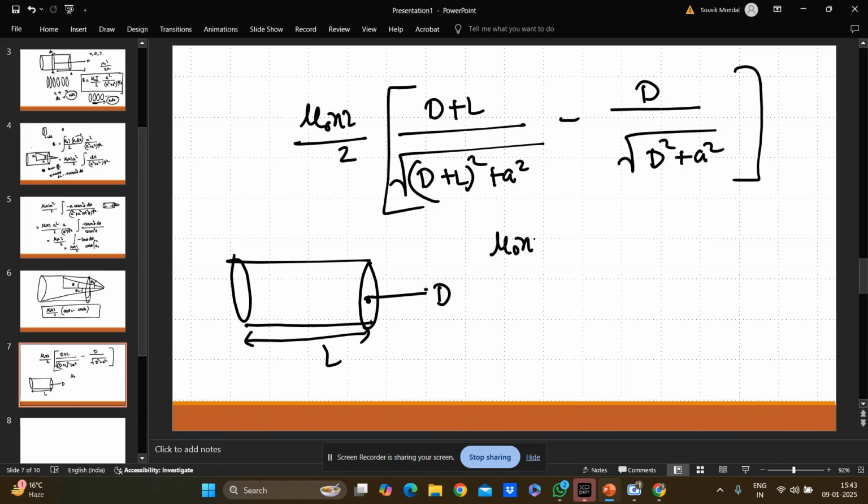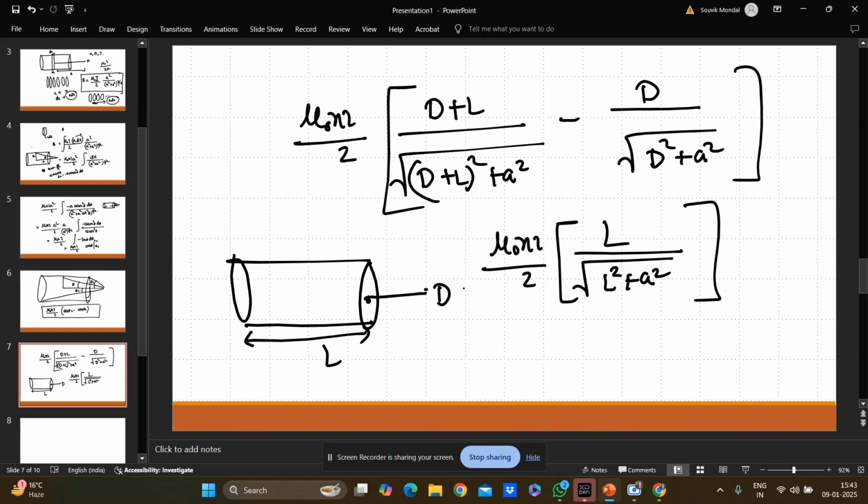Now suppose you want to measure this magnetic field at this point, at the center of this upper surface. So your D simply goes to 0. So mu naught n I by 2, D goes to 0, that means distance goes to 0, L divided by root under L square plus A square. So this is the magnetic field at this point. Now you can have this relation L is equal to suppose 2A or L is equal to A by 2. Then accordingly you will get different answers.